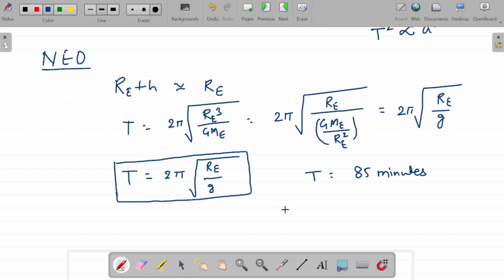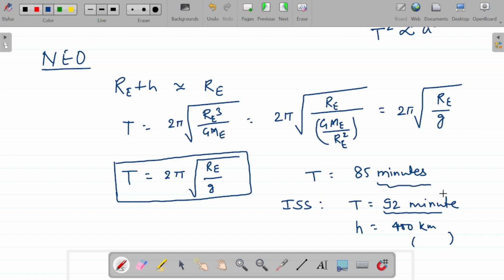And we have an example, such as the International Space Station. The International Space Station revolves with a time period of nearly 92 minutes, and on average it is at 400 kilometers from the Earth's surface. Actually, it varies from 370 to 460 kilometers. And this value is nearly coming to this one.